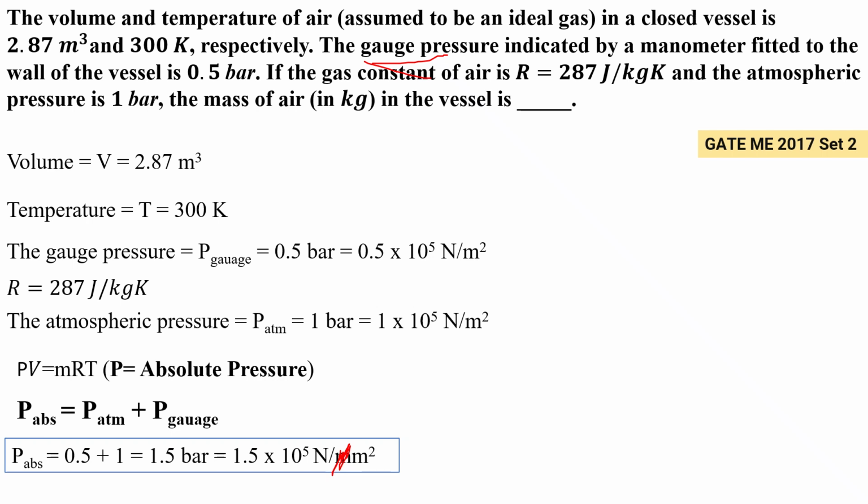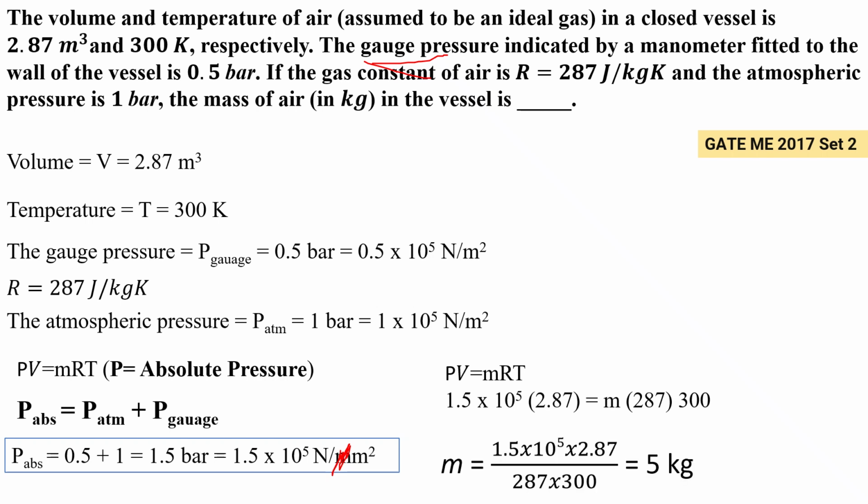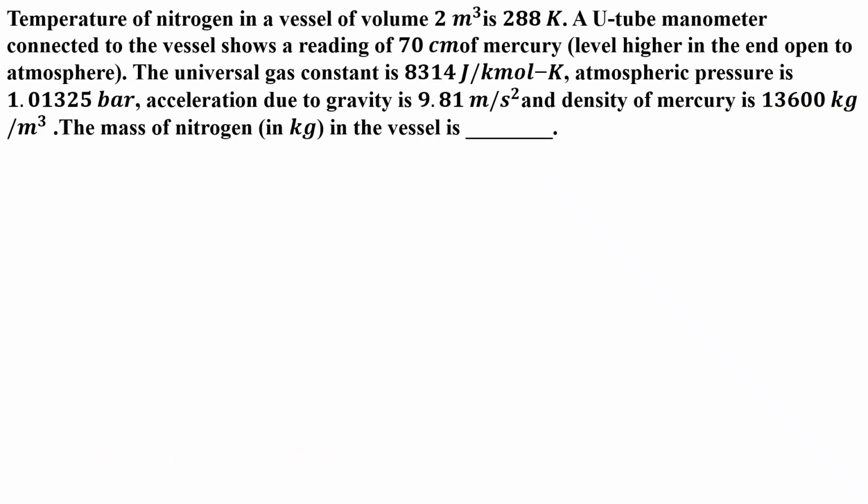So we know the P value, we know the V value, we know the R value, and we know the T value. Substitute all these values in PV equal to mRT. Then we will get m equal to 5 kg. So the answer is 5 kg. Let's see the next question.